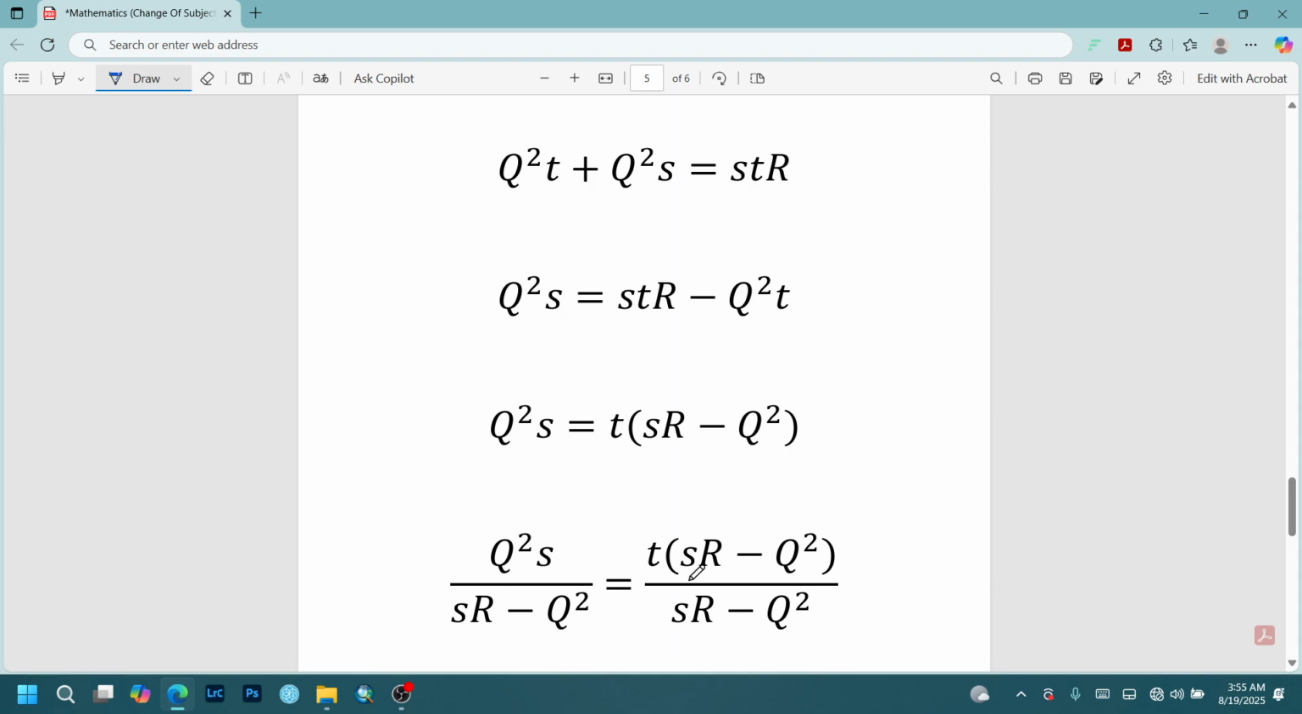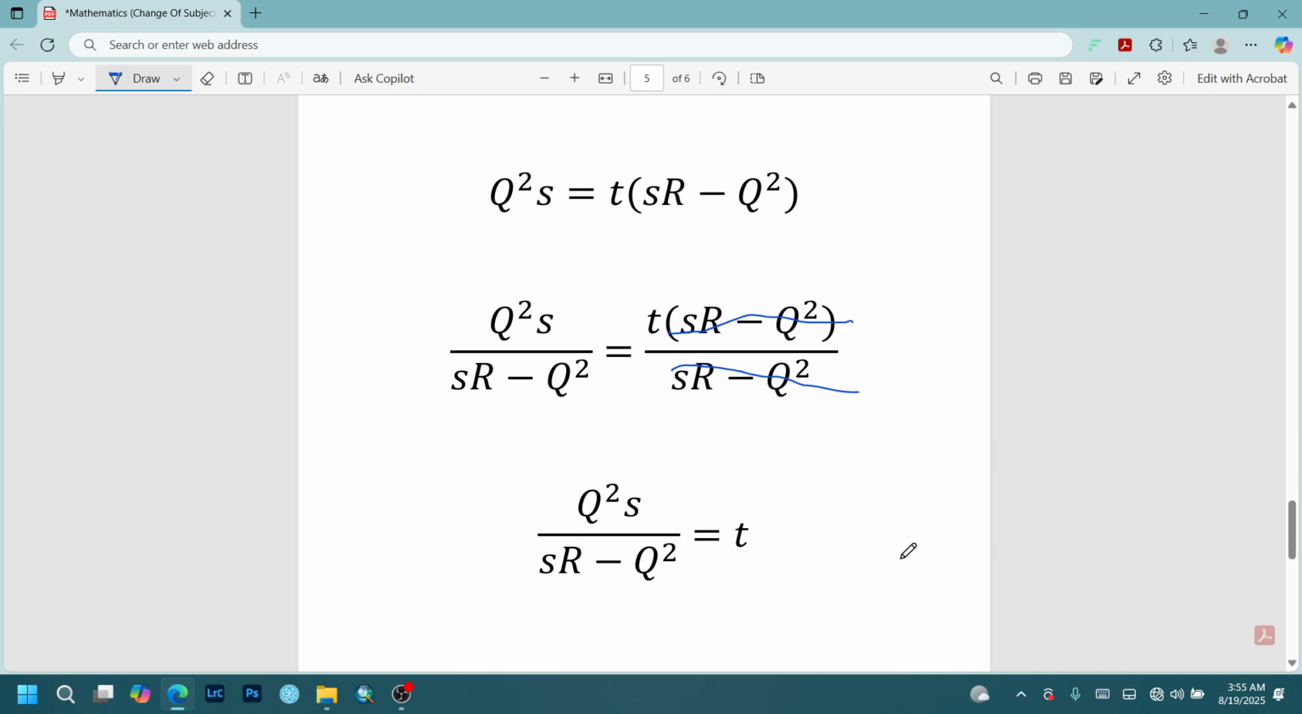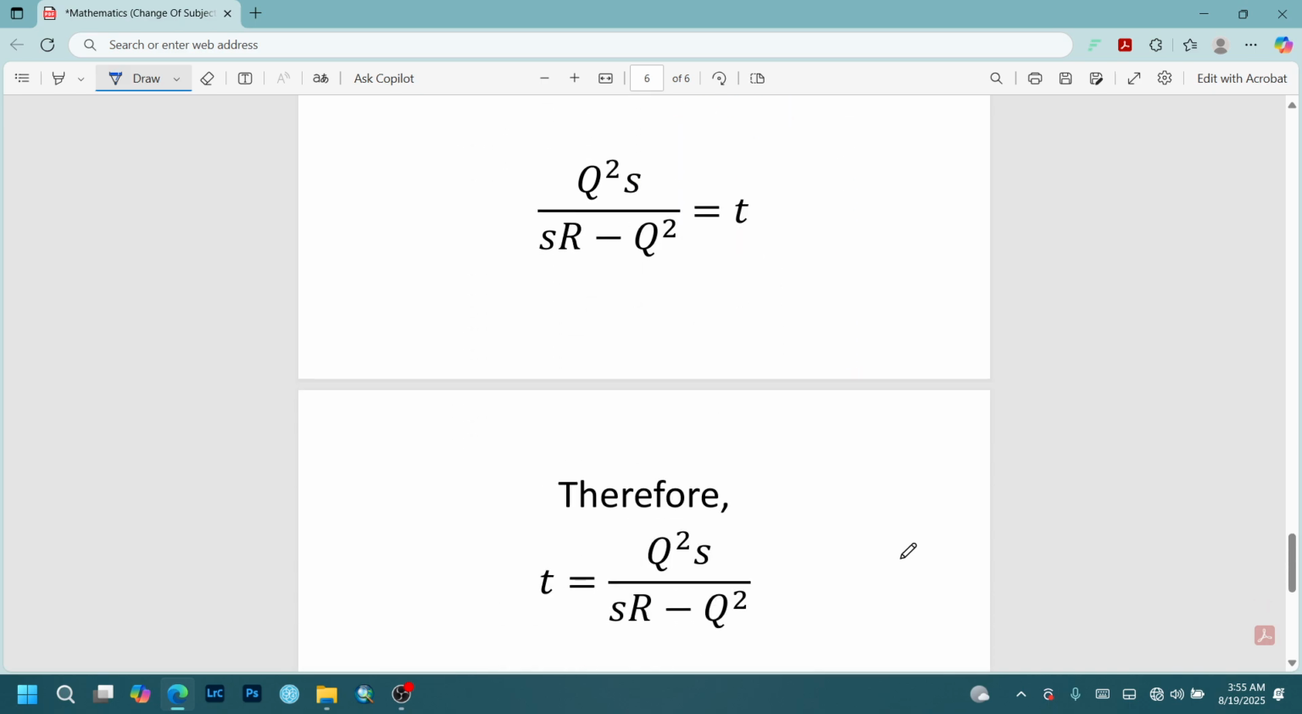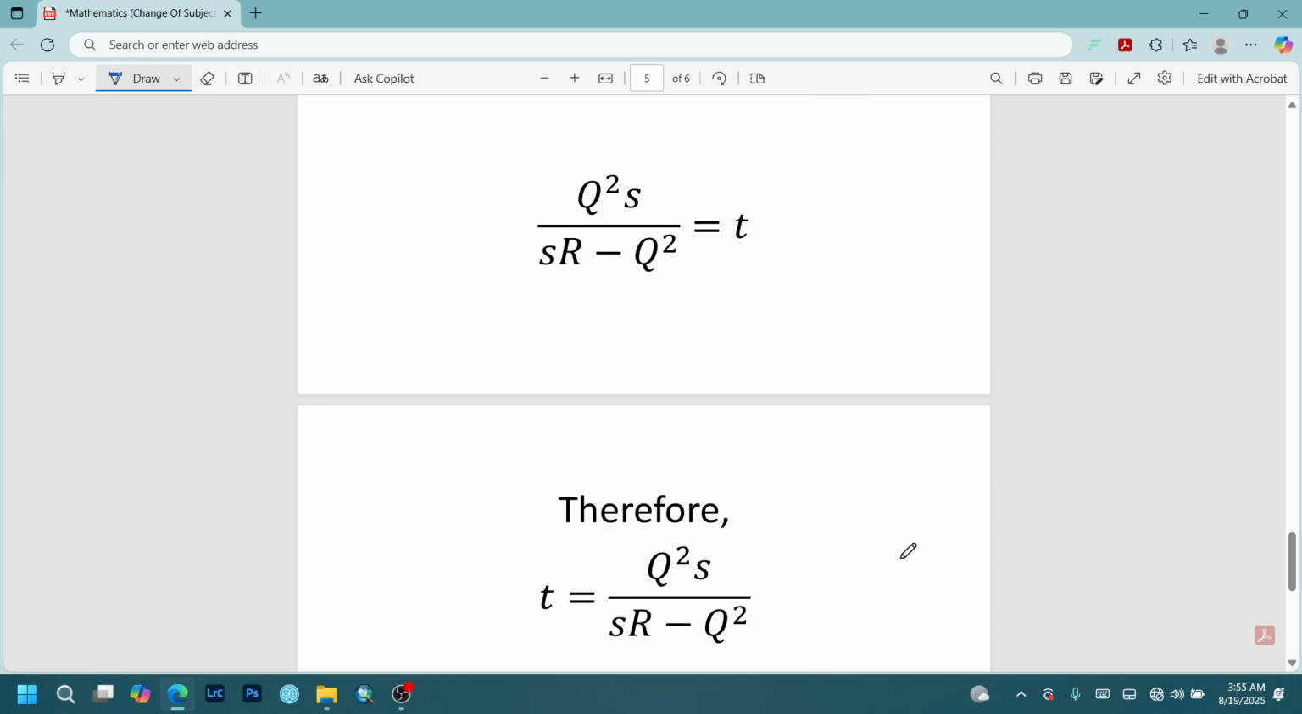So sr minus k squared will cancel itself out. It will cancel the same sr minus k squared in the numerator, leaving t to be the subject of the relation. So we are going to have t equals the fraction k squared s over sr minus k squared, right? So that's our final answer.